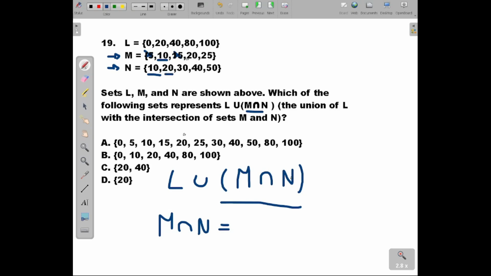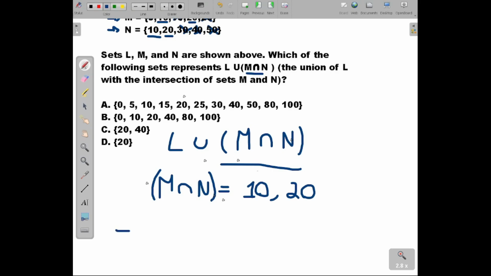20? Yes, both have 20. What about 25? No. And therefore 30, 40, and 50 are not in set M. So we just found that the intersection of sets M and N is 10 and 20.